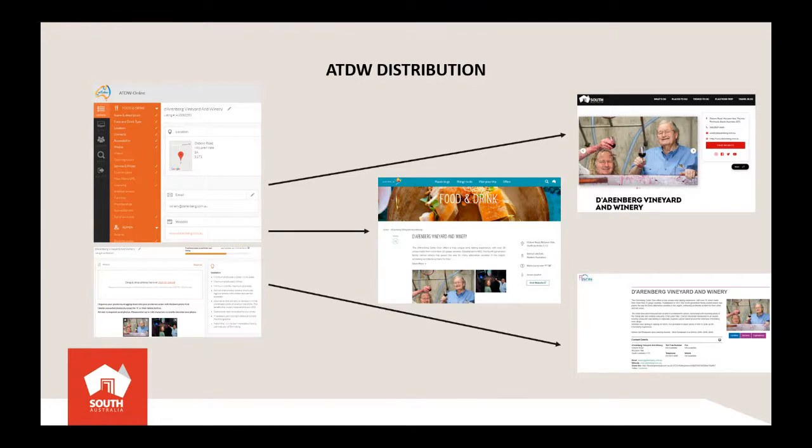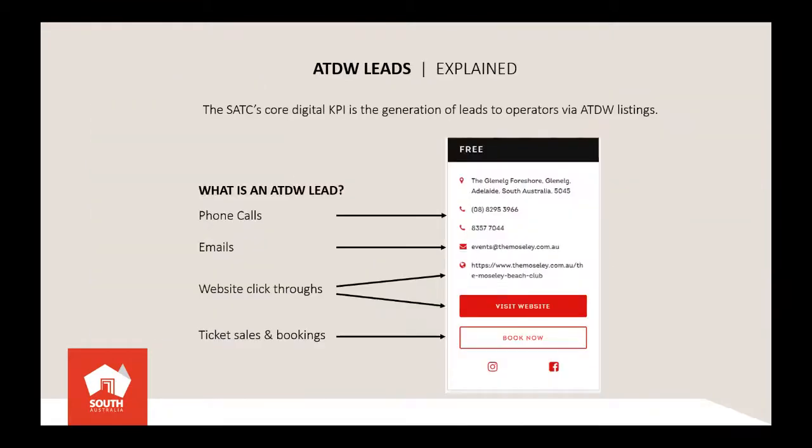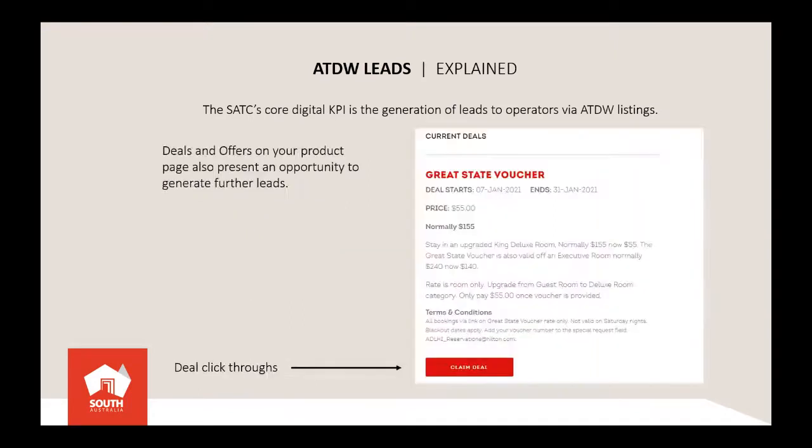So ATDW is commission free, we do not take any commission, and those leads that we're driving to you are qualified. The way we track this is through phone calls, emails, website clicks, and then also book outs, click outs to the book now button. And then recently some functionality also allowed for deals and offers, which is another click out directly through to your website. So people have gone through the process, they're interested, they're engaged, and they're wanting to know how they can learn more information about you and your business and how to book with you. And they're clicking out from our website, going directly to yours, hopefully then to make a booking with yourself.